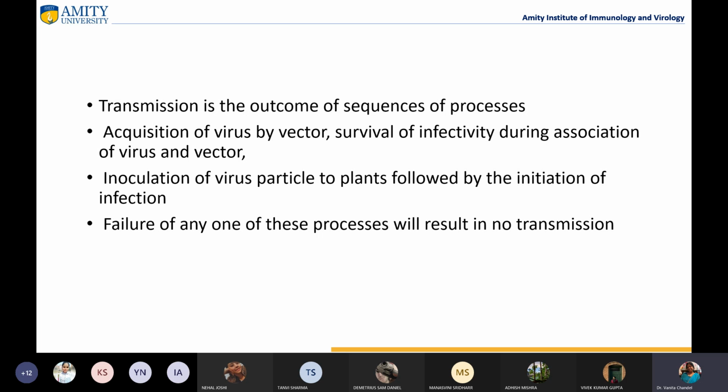So acquisition of a virus by the vector, then survival of infectivity during association of the virus and the vector. This is also one factor. Then inoculation of the virus particle to the plant, which is followed by the initiation of infection. If any of these processes does not take place properly, it will result in no transmission. Basically, the virus will not be transmitted in a proper way.